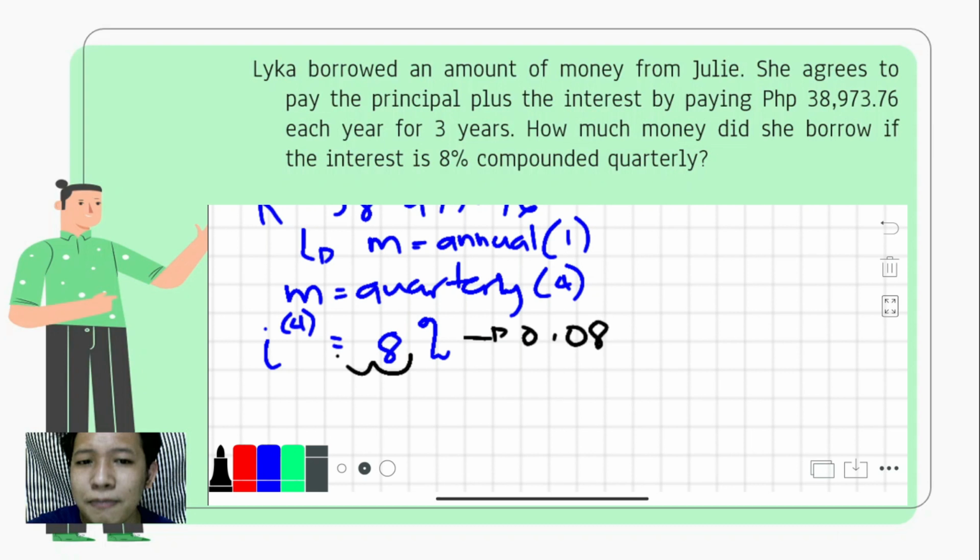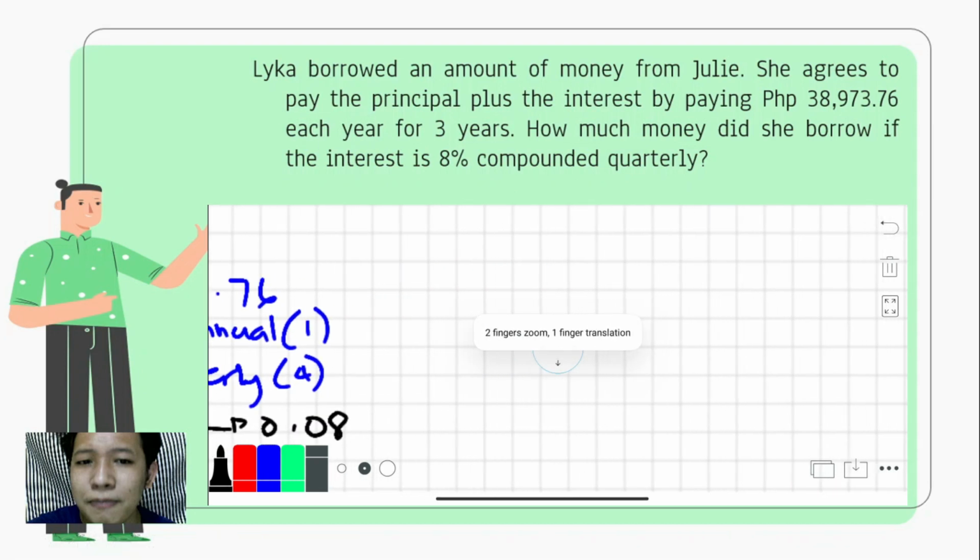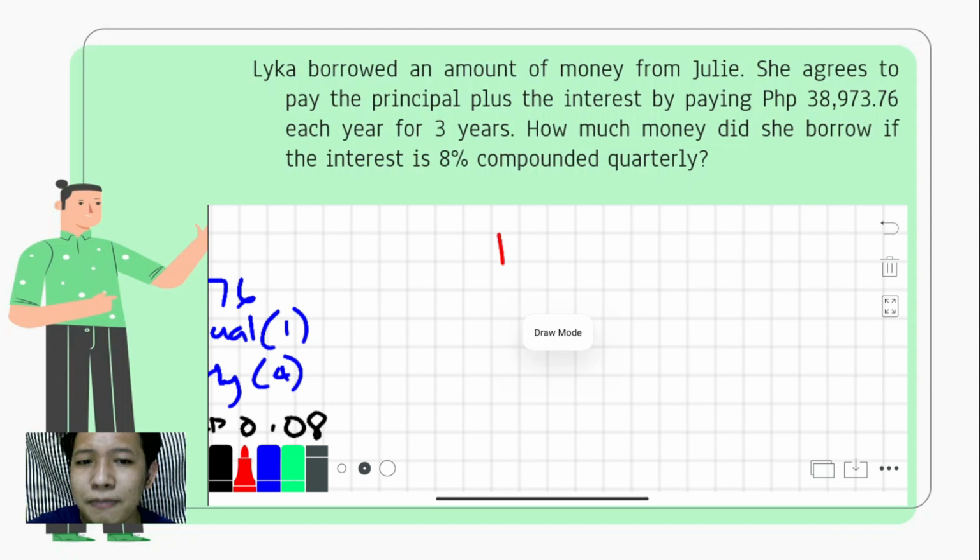Okay po? And now, what we're going to do is to convert yung quarterly into year. Okay, so we'll be having yung tulad ng ginawa natin kanina. So that is F sub 1 equals F sub 2. Okay po?